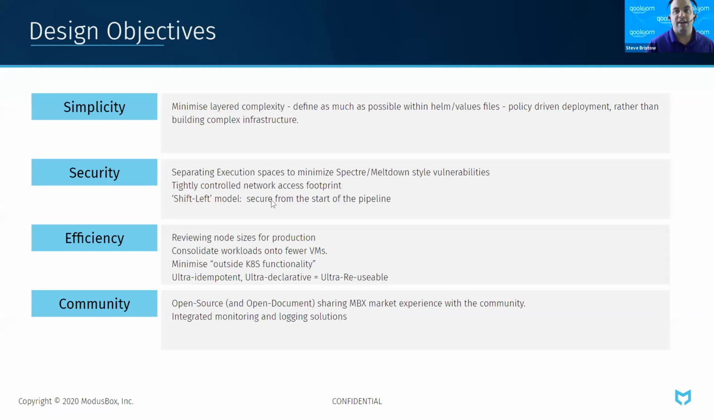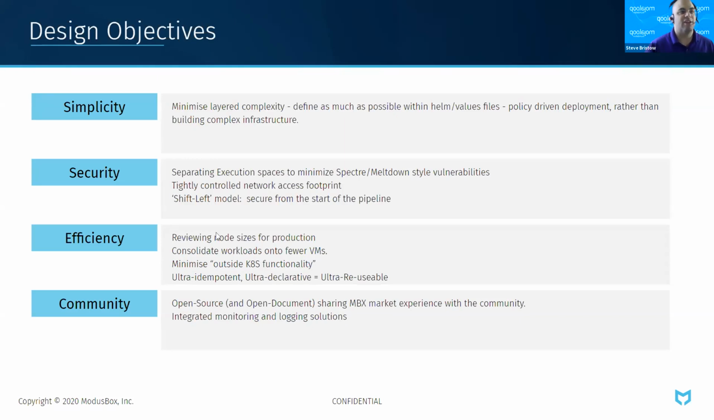To create a recommended infrastructure, we had specific design objectives. We wanted to achieve simplicity. That means less infrastructure layers. We wanted to keep as much as possible within the Kubernetes layer because it's highly code-centric, and drive things with policies rather than by building stuff and then trying to capture it in documentation afterwards. Security is a part of everything we do. So we want to segregate execution spaces to prevent CPU execution style vulnerabilities like Spectre and Meltdown. We want to control the network access footprint, and we want to keep all this development and security as far left in that pipeline as possible.